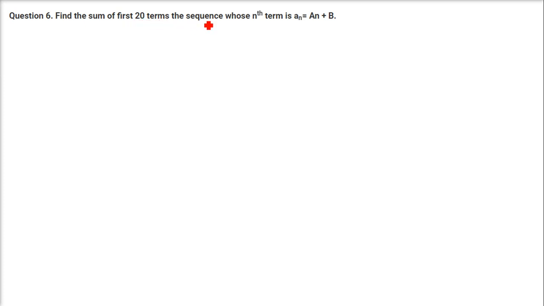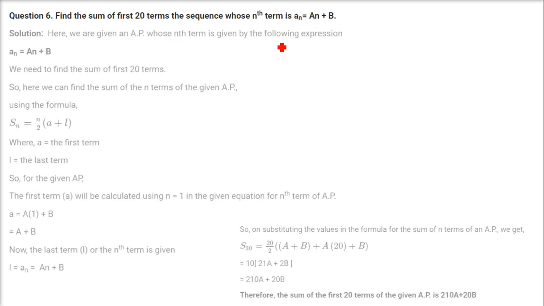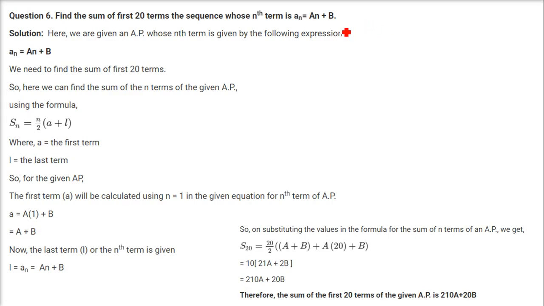Find the sum of the first 20 terms of the sequence whose nth term is given. The nth term is given, which is an plus b. So we'll use the same thing. First we will find a1, which is a into 1 plus b, and this is going to be a plus b. Then we will find the nth term, which is already given, so we'll use the formula directly. That is, 20 terms are there, so n by 2, that is 20 by 2, into (a plus l). a means the first term, a plus b, plus l.